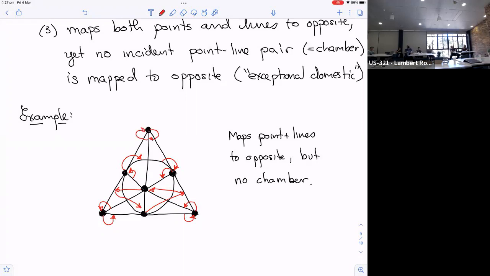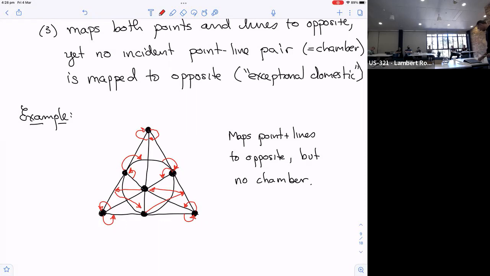While it's not that clear looking straight at that picture, it is clear that it maps points to opposites. This point here gets mapped to this line here, which is opposite. So that's okay. And also similarly, this line here gets mapped to this point, and they're opposite one another. Yet, staring a little bit longer, there's no incident point-line pair. So for all of the points that are mapped to opposites, the corresponding lines through them aren't mapped to opposites. Similarly, for all lines mapped to opposites, the corresponding points on them are not mapped to opposites. So this is an example of this third type, exceptional domestic. There are points mapped to opposites, there are lines mapped to opposites, but no incident point-line pair.